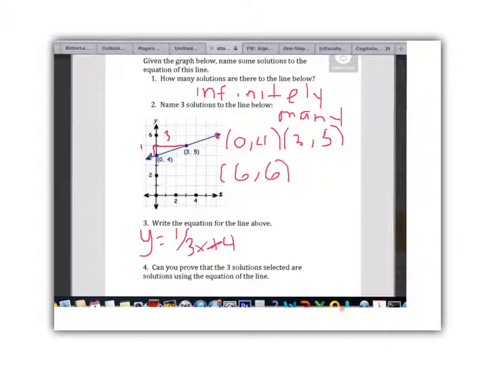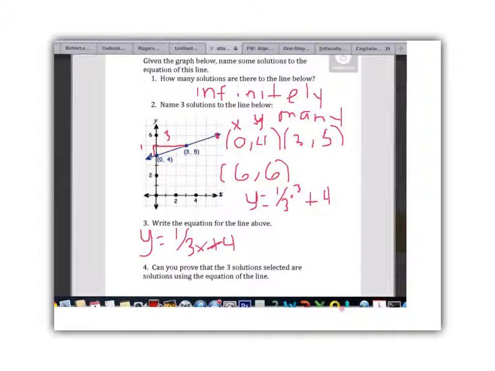But if I plug in 0 for your x, what would you get for y? Well, if you plug in 0 for x, 1/3 times 0 is 0, plus 4 is 4. If we check the solution (3, 5), if you plug in, y would equal 1/3 times 3, which is just going to be 1, and then add 4, 1 plus 4 would be 5, so (3, 5) would also be a solution.